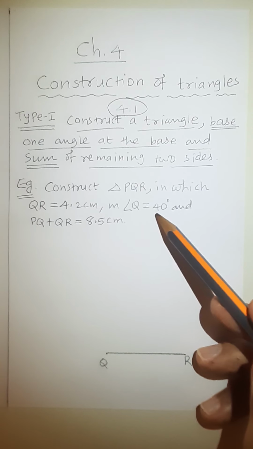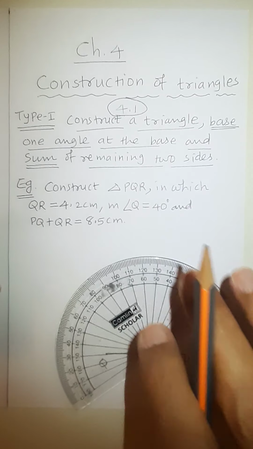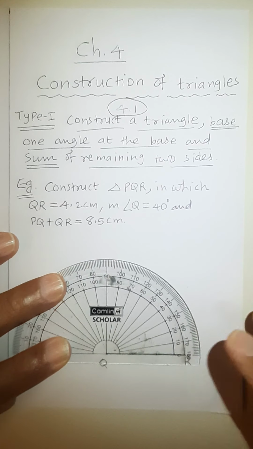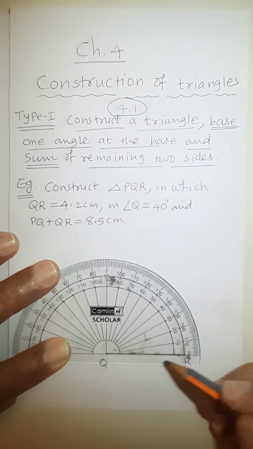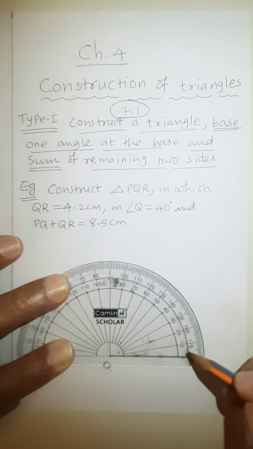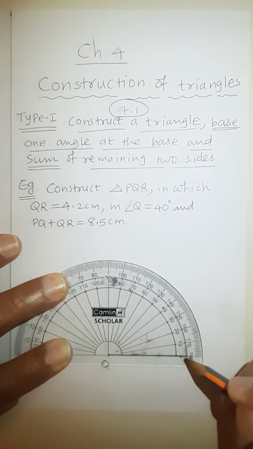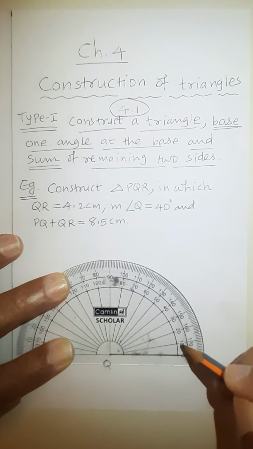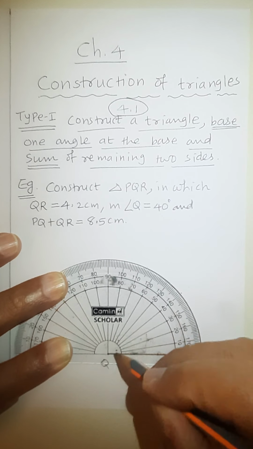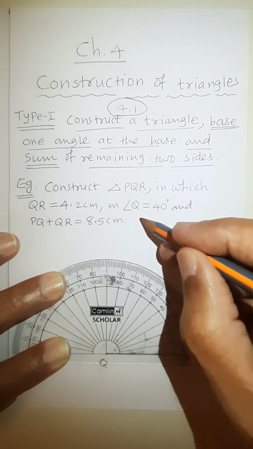Now angle Q is 40 degree, so I need a protractor. I keep the protractor at point Q, because the angle is at Q, placing it exactly on line segment QR. There are two measurements, one starting below and the other starting above. Because ray QR goes this side, we prefer the 0 on that side. So 0, then 10, 20, 30, 40 degree. This is 40 degree, not 140 degree, because the QR ray goes this side. So I marked angle Q as 40 degree.